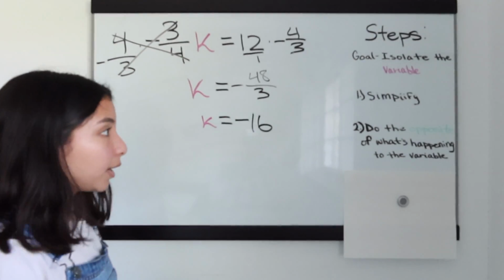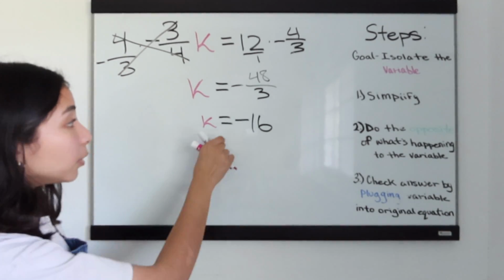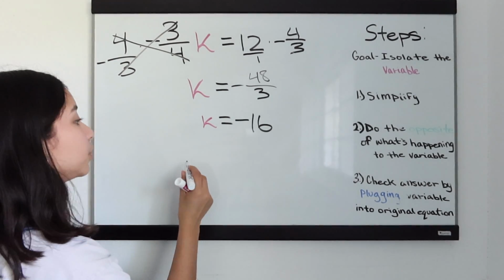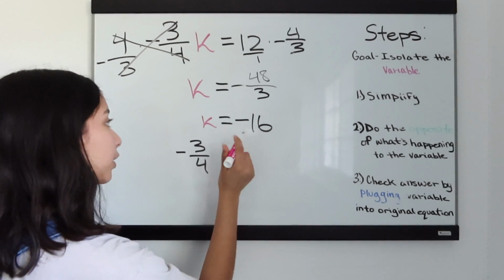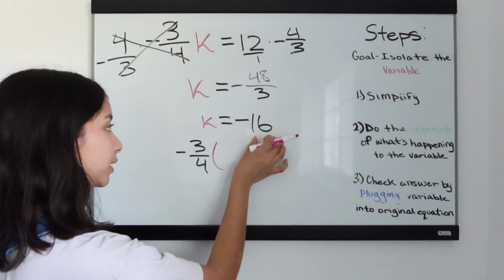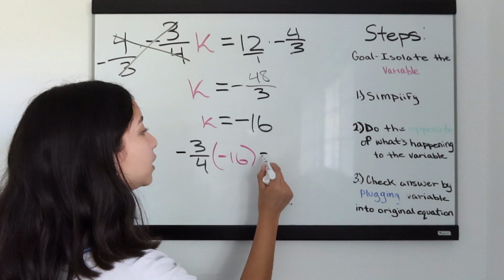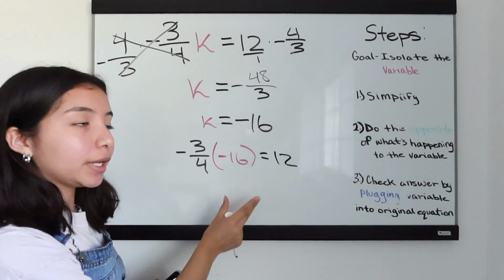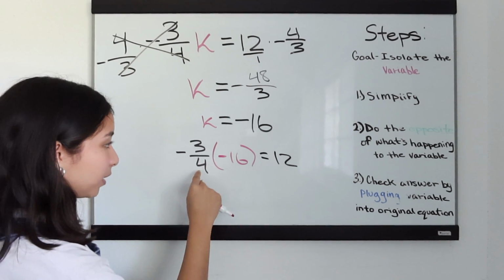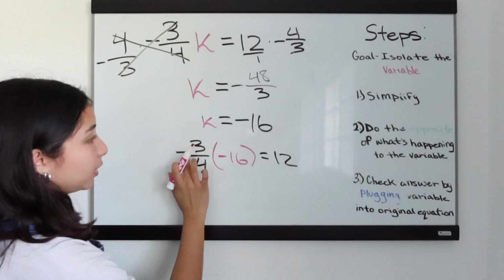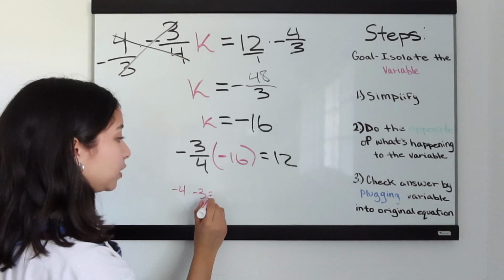Again, we can always check our answer. So the last step is to check your answer by plugging the variable into the original equation. The original equation is negative 3 over 4 k is equal to 12. Substitute the value of negative 16 into k. Now right here, we can do this pretty quickly and do negative 16 divided by 4, which is going to be negative 4, then times negative 3 is equal to 12.